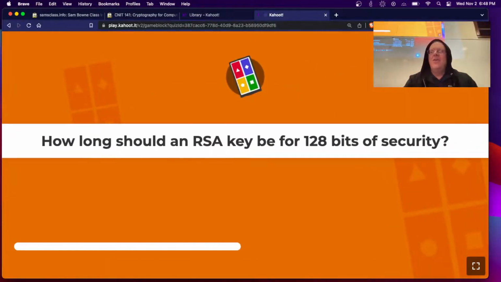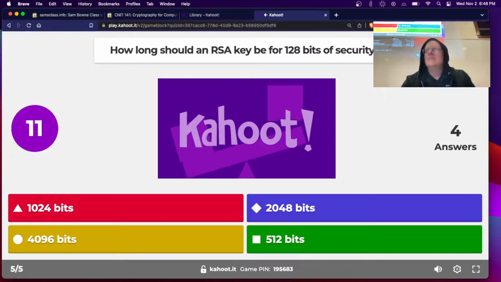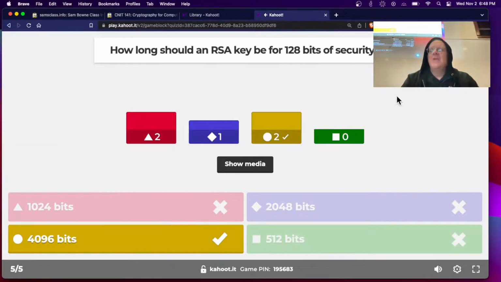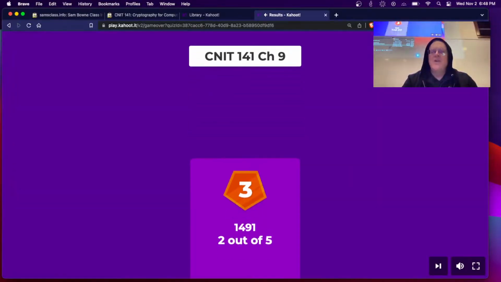All right, so how long should an RSA key be to give enough security these days? All right, 4096 is what you need these days if you want 128 bits of security.